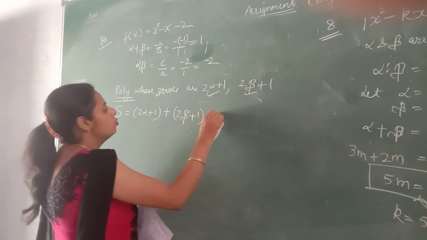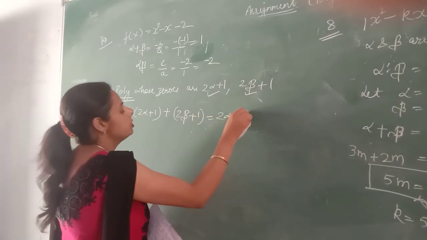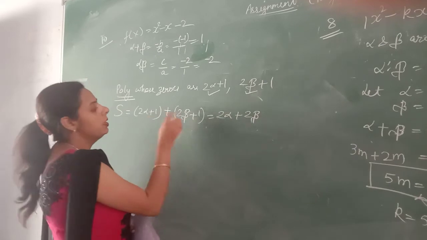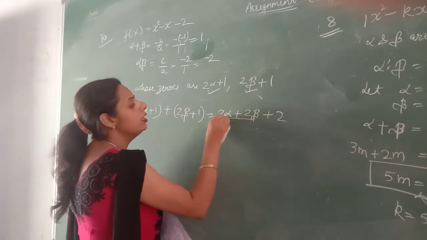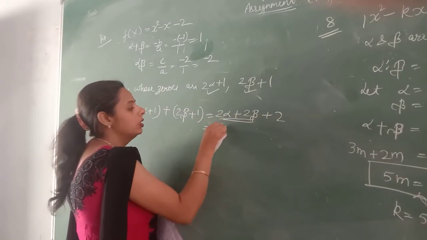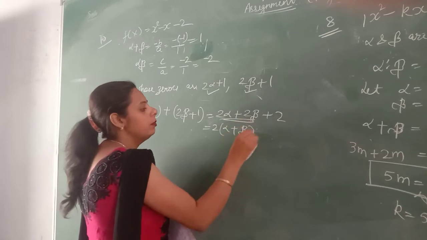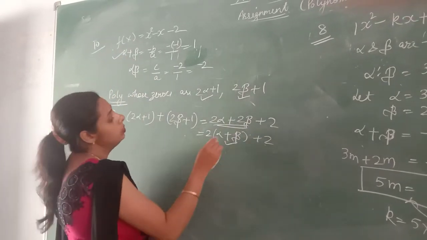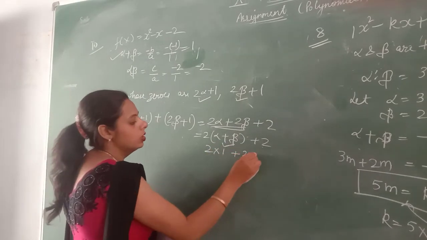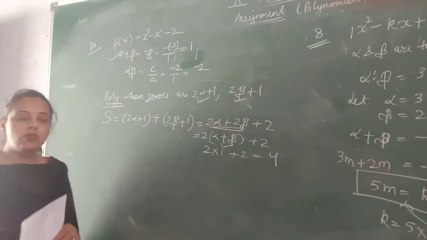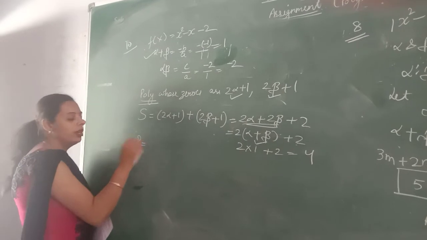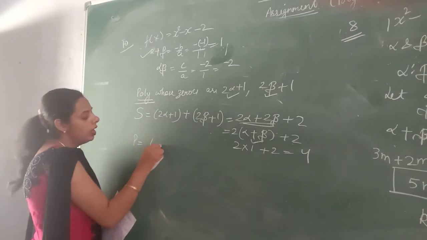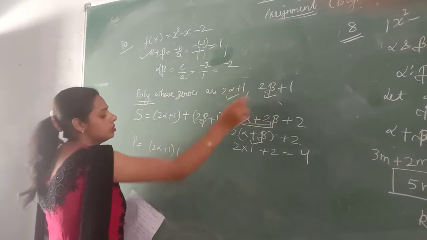On adding these two terms, you have 2 alpha plus 2 beta and 1 plus 1, that is 2. On taking 2 common from these terms, there will be 2 into alpha plus beta plus 1. Okay, you can put the value of alpha plus beta here, that is 2 into 1 plus 1. Then you will have the answer 4. Okay, and how can you find the product of zeros? You have to multiply these two zeros.